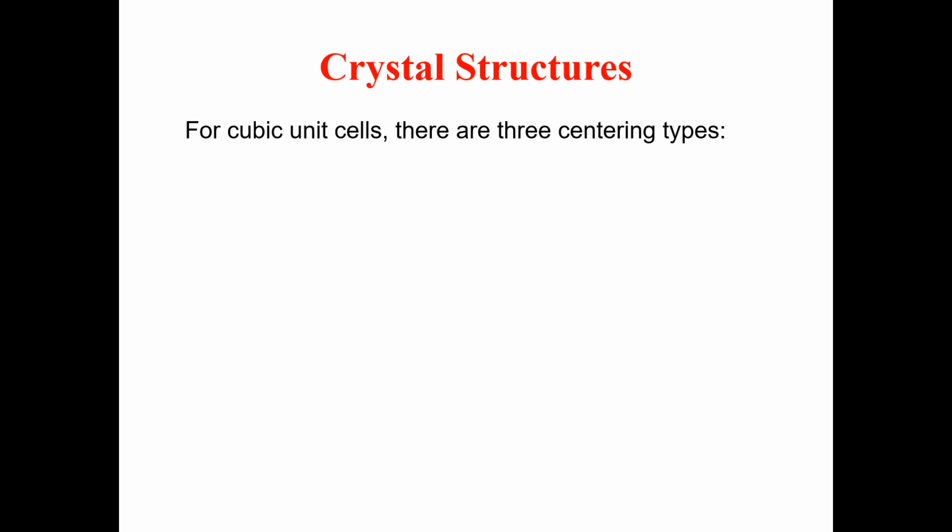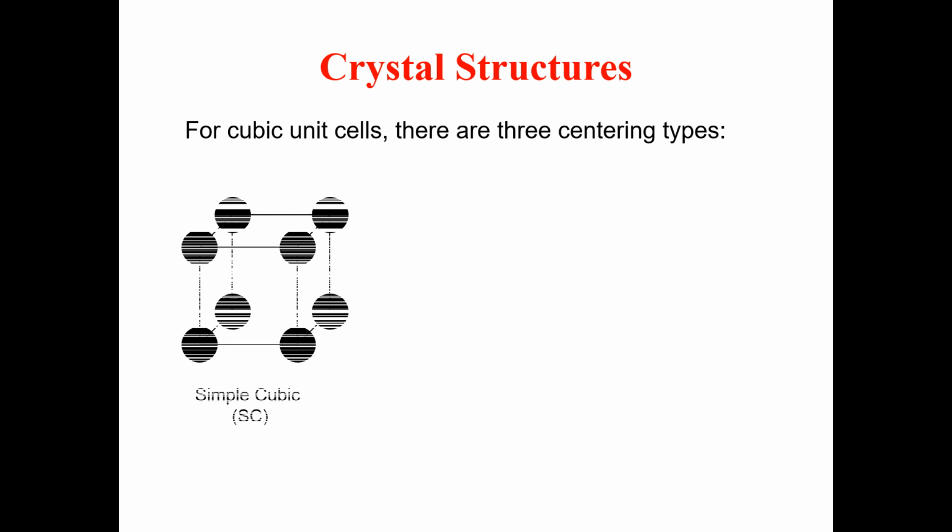For a cubic unit cell, there are three centering types. The first type we call simple cubic. In simple cubic structures, we have atoms only lying at the corners. We have 8 corners for simple cubic, so the simple cubic unit cell has only 8 atoms, and all these atoms are lying at the corners of that particular unit cell.